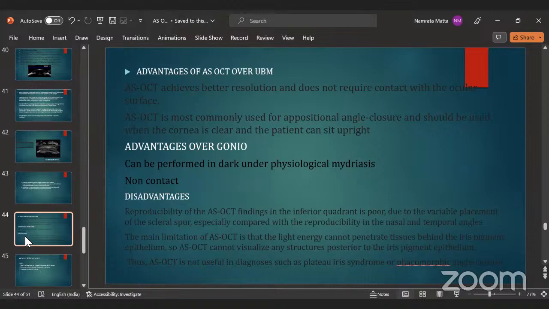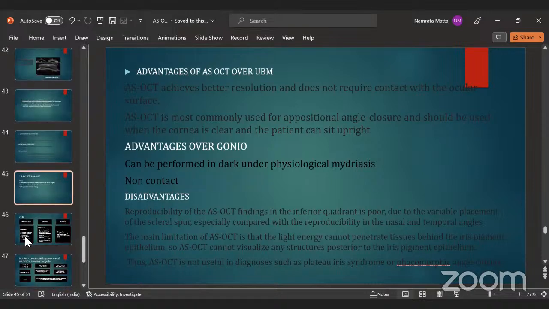The problem with ASOCT is the inferior quadrant. The reproducibility is less because the scleral spur is variably placed compared to the nasal and temporal quadrants. Also, the limitation, depending on the type of OCT, is that it cannot penetrate beyond the iris, and hence structures posterior to the iris cannot be visualized, and types of glaucoma like plateau iris and phacomorphic angle closure cannot be assessed with the help of ASOCT.